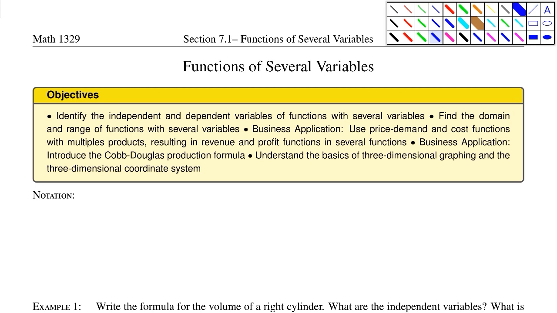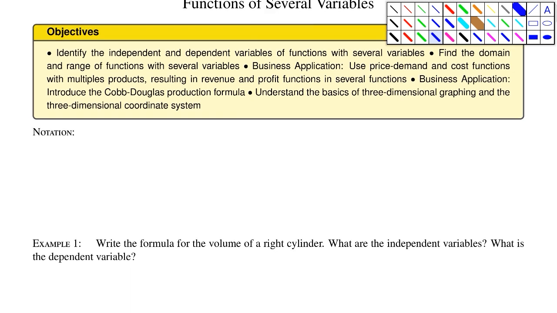Now what we're going to be looking at is a function that takes multiple inputs and produces a single output. The single output is what makes it a function, but the fact that you can rely on multiple items to create that output makes it a more realistic situation.